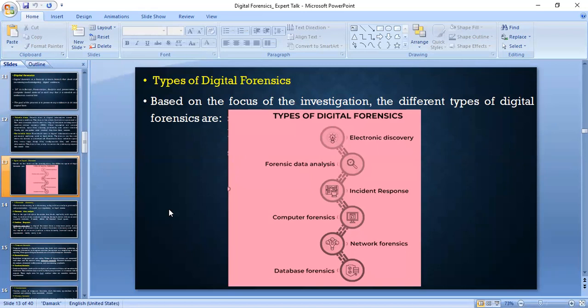Depending upon the different types of applications, we have different types of digital forensics. Mainly electronic discovery, forensic data analysis, incident response, computer forensics, mobile forensics, network forensics, and database forensics. So these are the different types which come under the category of types of digital forensics. All right, next.